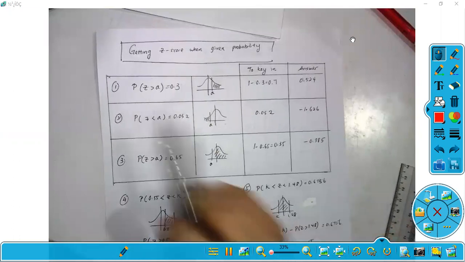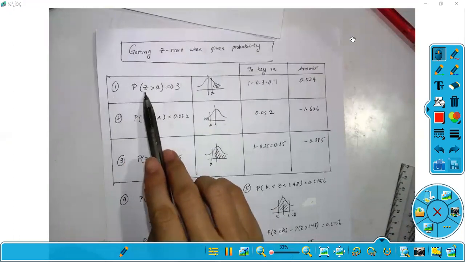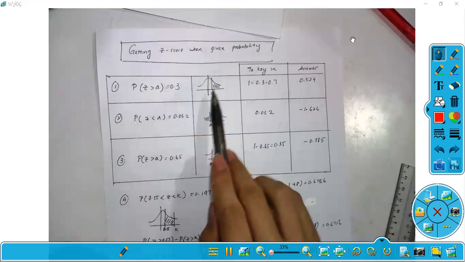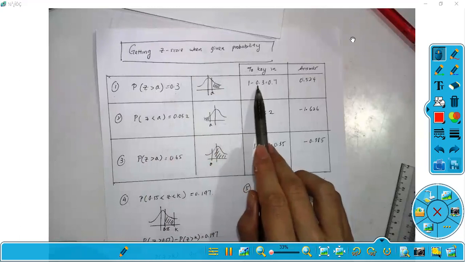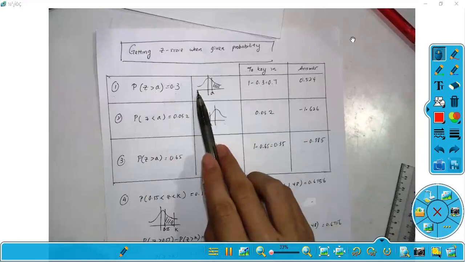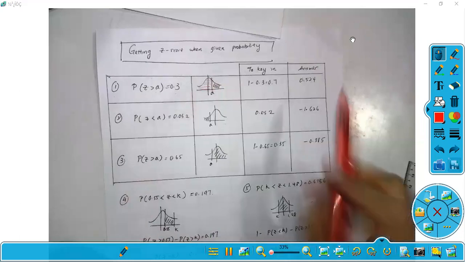Let's say for the first pattern, we are given the probability for the z-score more than A is equal to 0.3. When we draw the normal distribution graph and shade the region, it is over this side. So later in the calculator, we have to key in 1 minus 0.3, which is 0.7, because the ClassWiz calculator understands the area as starting from the negative part. So we have to key in this part into the calculator. This is the answer, we're going to check later.